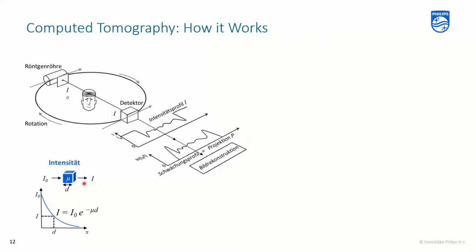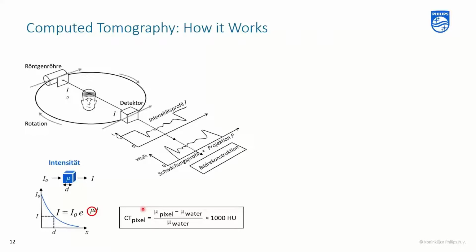And the intensity that we measure is determined by the attenuation coefficient, known as mu, and is given by this equation where the intensity measured is the initial intensity with the exponent and the attenuation coefficient multiplied by the distance or the thickness of the tissue. Now in CT, we are typically looking at Hounsfield units, what I mentioned, and these are sort of a normalized unit that basically gives water the value of zero, and everything that has a higher attenuation than water is positive, everything lower is negative.